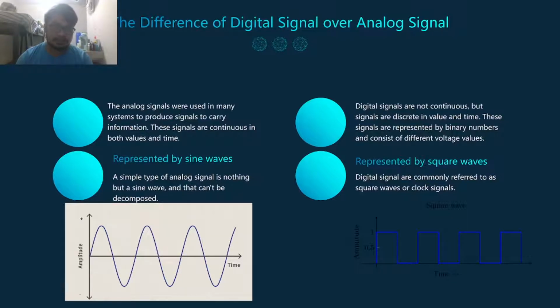Analog signal is represented by sine waves. A simple type of analog signal is nothing but a sine wave that can't be decomposed. It can be seen here by the graph. So digital signals are represented by square waves. Digital signals are commonly referred to as square waves or plot signals that can be seen here in the graph of a square wave.